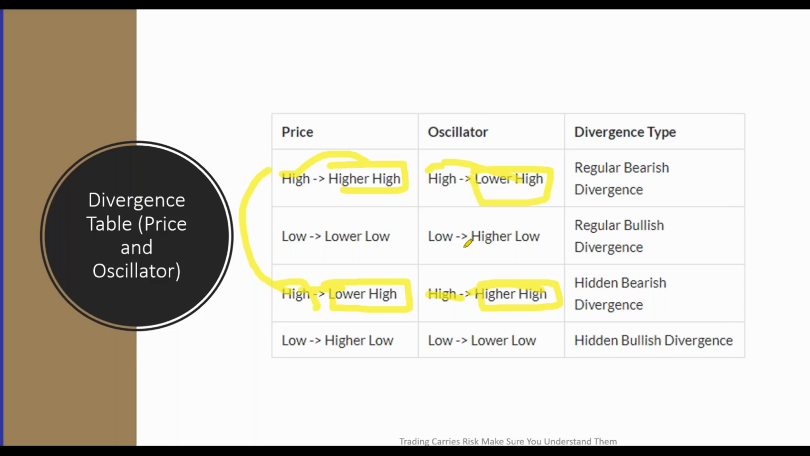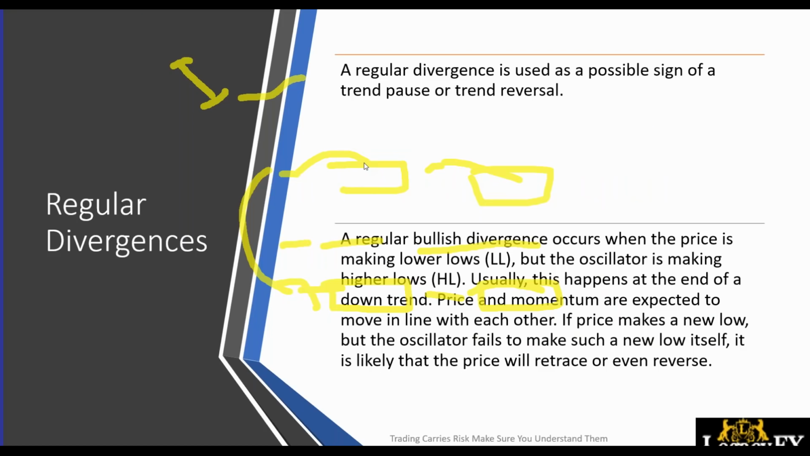With our bullish divergence and our regular, we have a low and then a lower low. So in other words, you have price moving down here, makes a low and then a lower low, while our indicator is making a low and a higher low. And don't worry, we're going to show it to you in examples in a second.